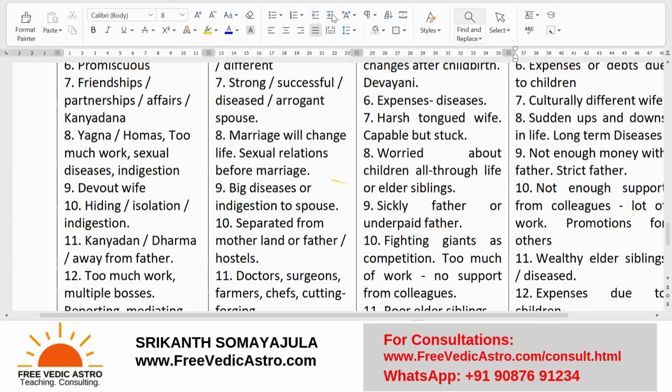Yes, so what happens if the planets are retrograde? Does it change the nakshatra results as well? Not much. You can use it.